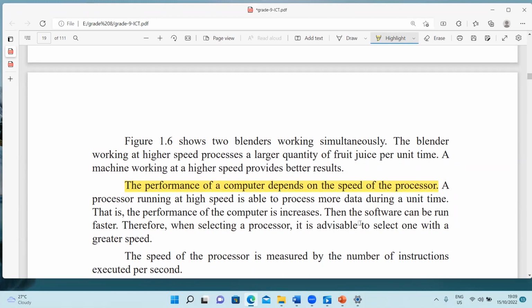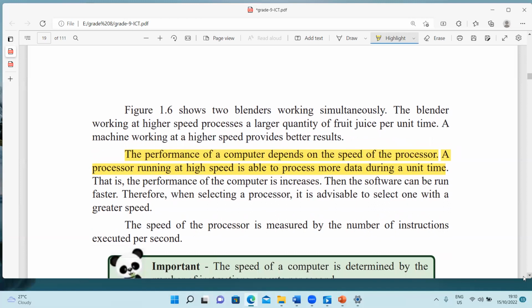A processor running at high speed is able to process more data during the unit time. If the machine is processing at high speed, then it can do more work in a given time. That is, the performance of the computer is increased. Then the software can be run fast. So if the machine can perform fast, the software also can run fast. Therefore, when selecting a processor, it is advisable to select one with the greater speed.